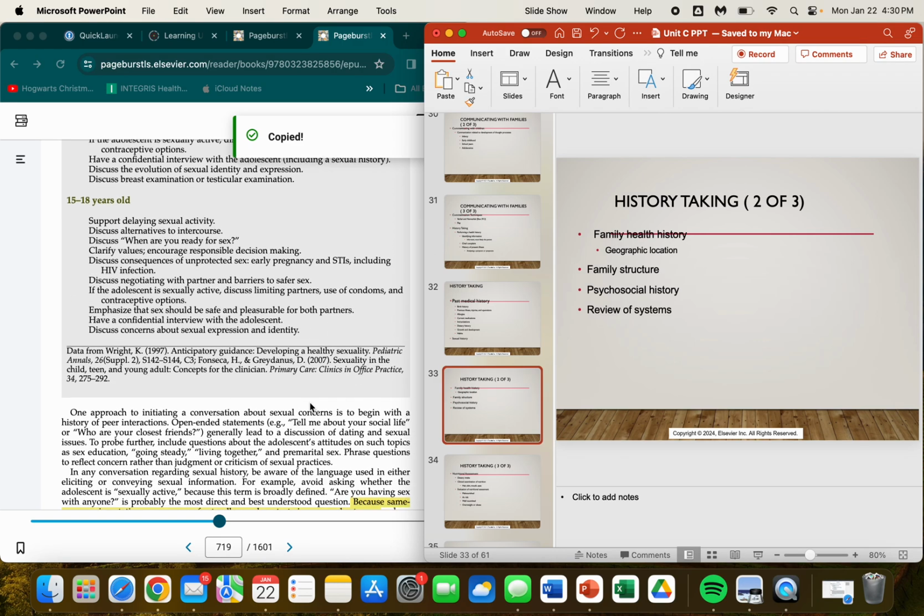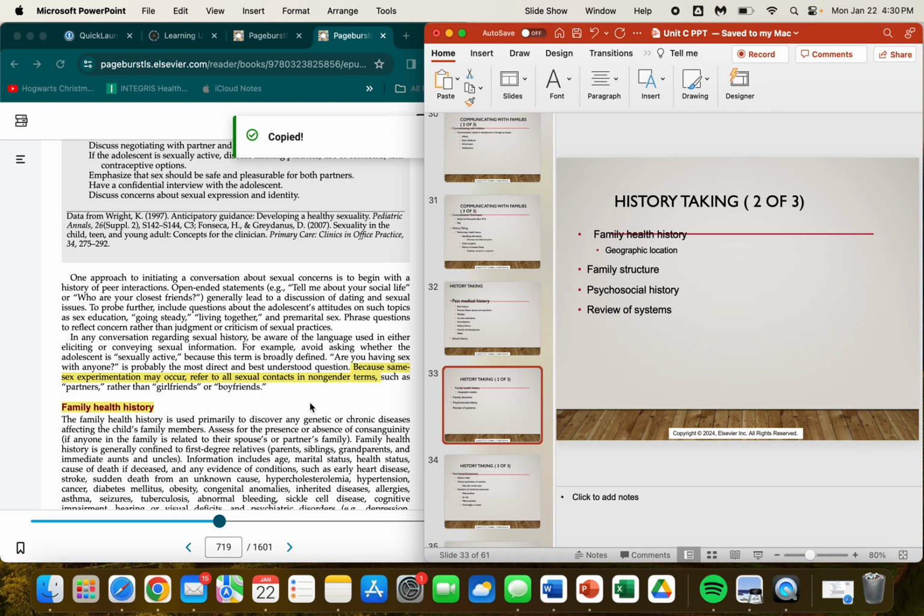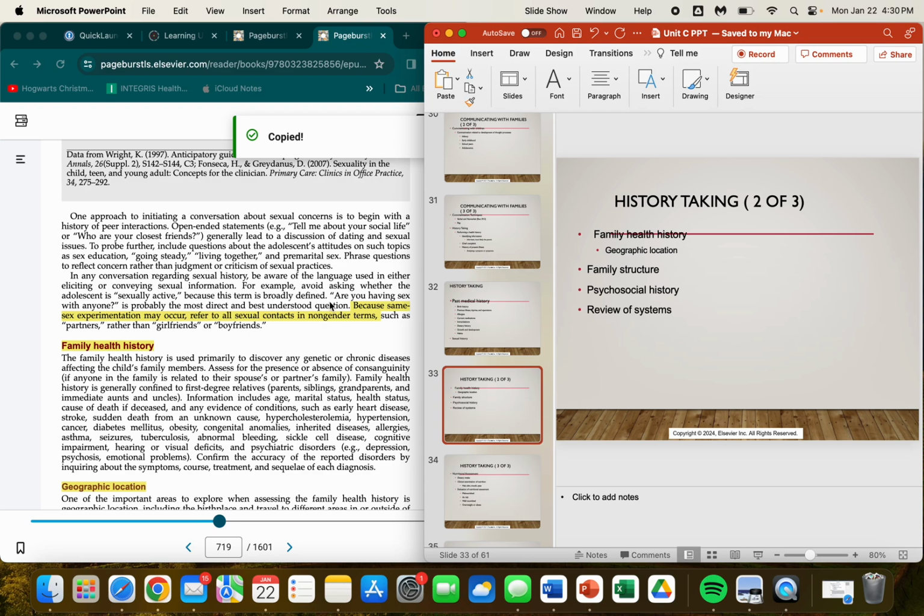We also need, within the background, another note in your book that mentions same-sex experimentation. So when we talk about sexual history, we need to always ask that in non-gender terms and ensure that we're asking in a way that our adolescents can give us that information willingly.